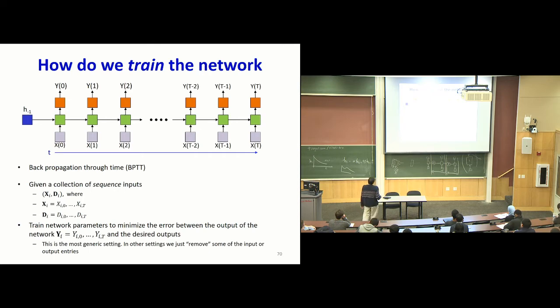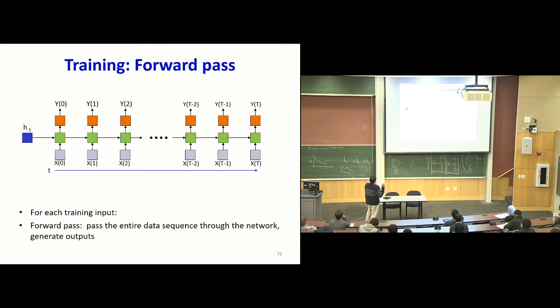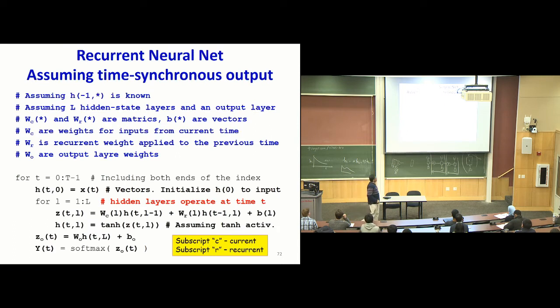Now, the forward pass is very straightforward. We know exactly how to do this. It's going to pass information through the network, pass the entire data sequence through the network. Here's the pseudocode for it. You'd start at time 0. Let's say you have initialized h minus 1. This is all in vector notation. The hidden value at the 0th layer is the same as the input, right?